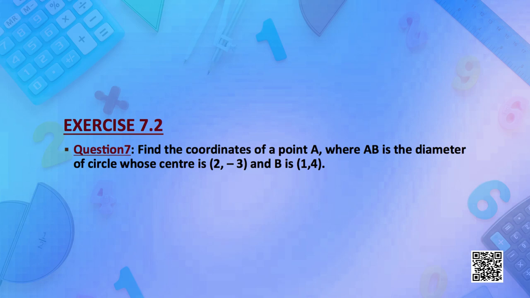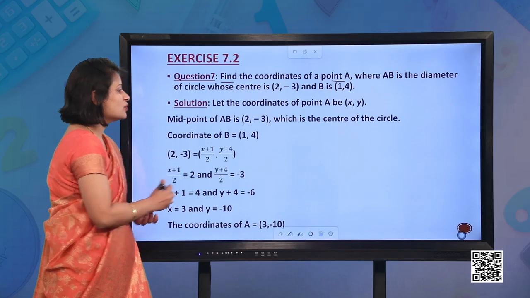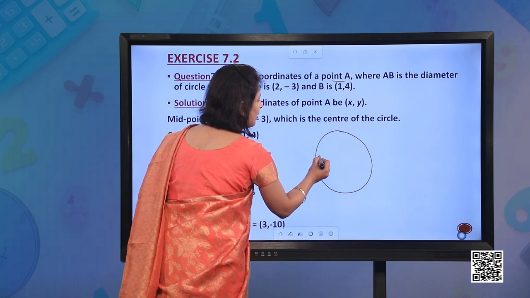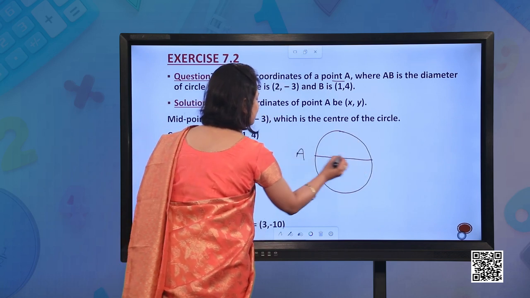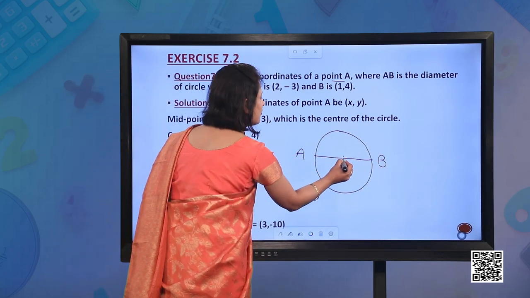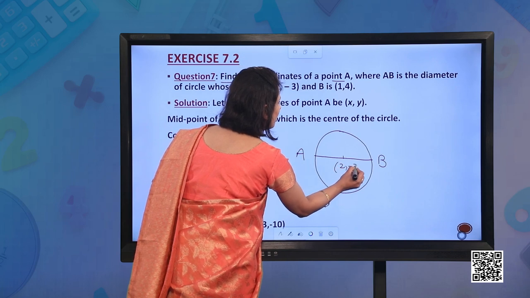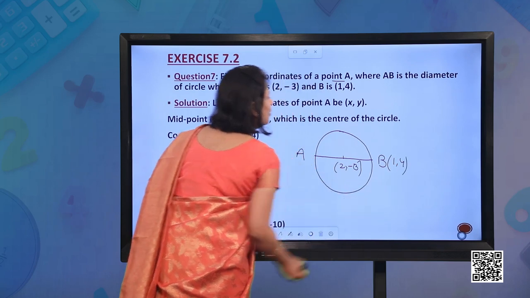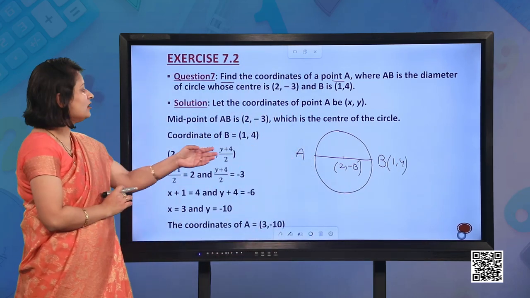Now, exercise 7.2, question number 7. Find the coordinates of point A, where AB is the diameter of a circle whose center is (2, minus 3) and B is (1, 4). So, we have a circle, diameter AB, and we have the coordinates of center as (2, minus 3) and B as (1, 4). We need to find out the coordinates of point A.